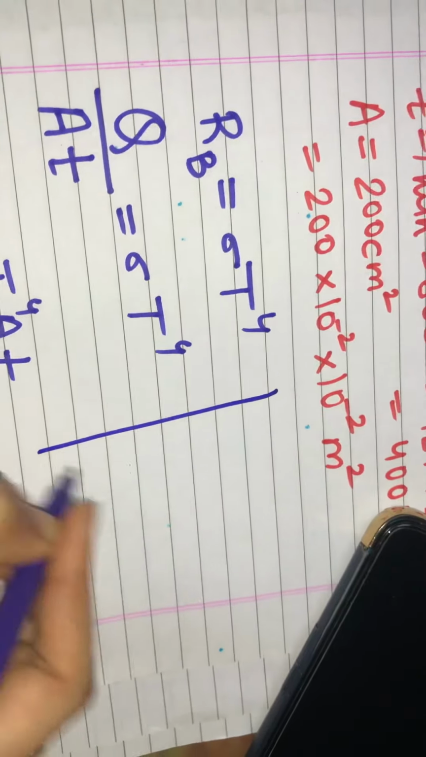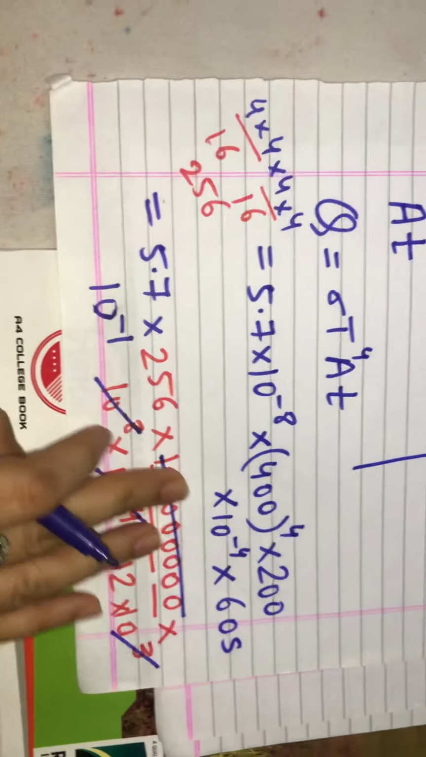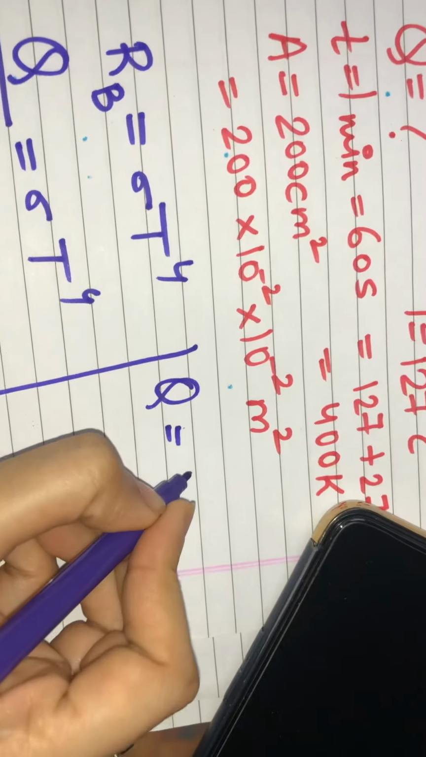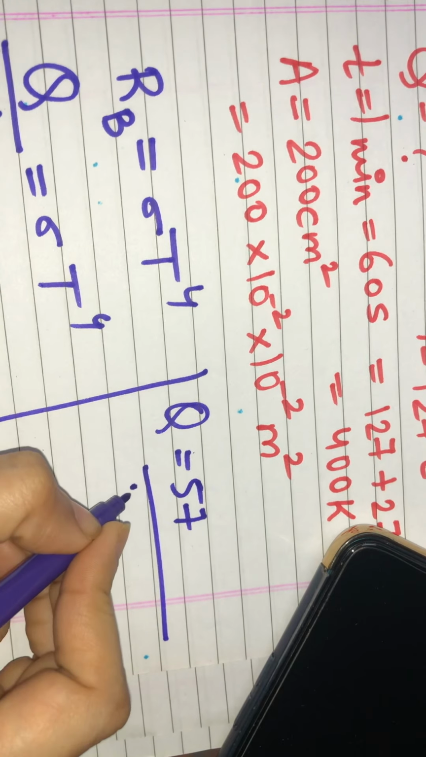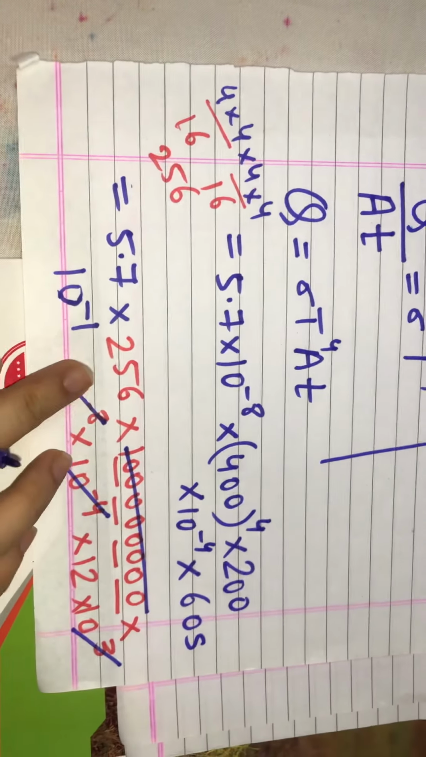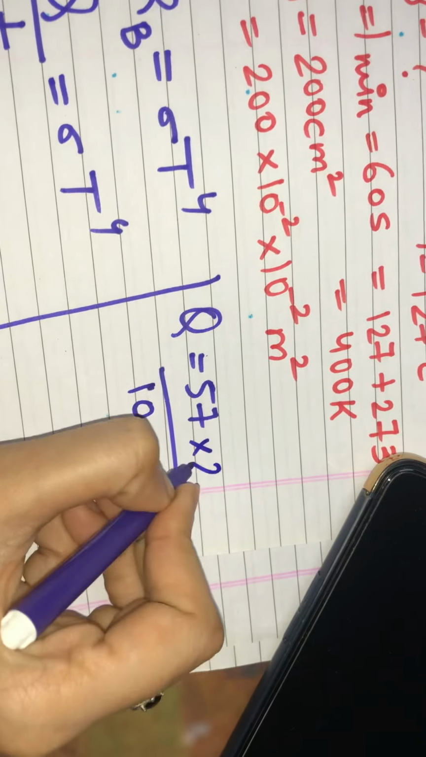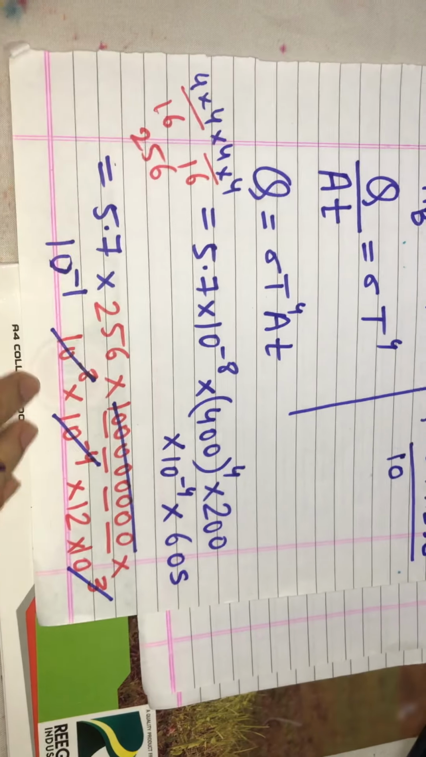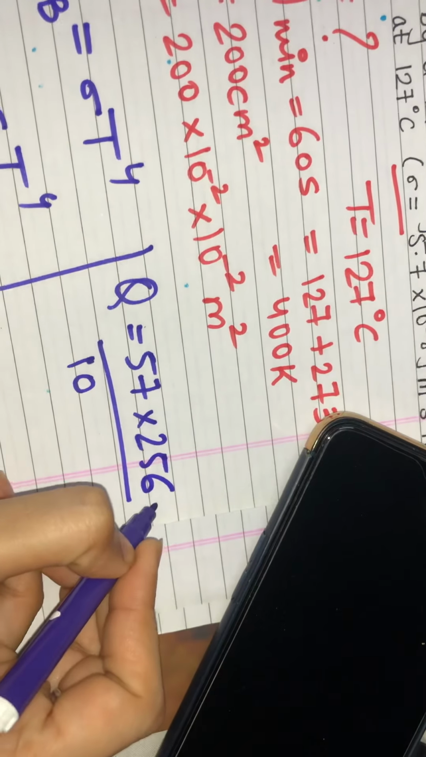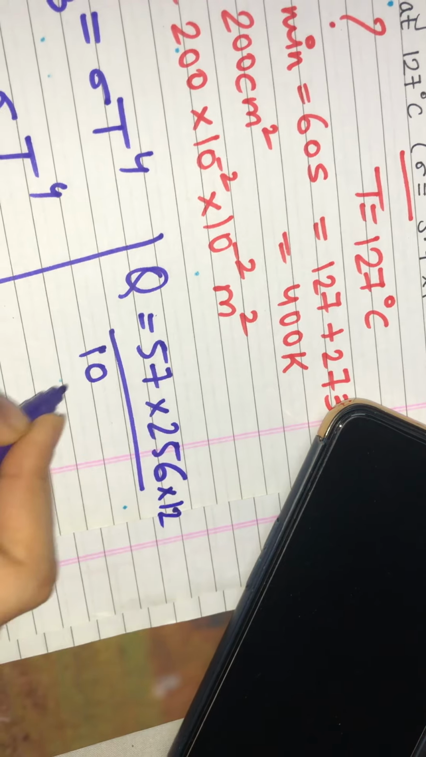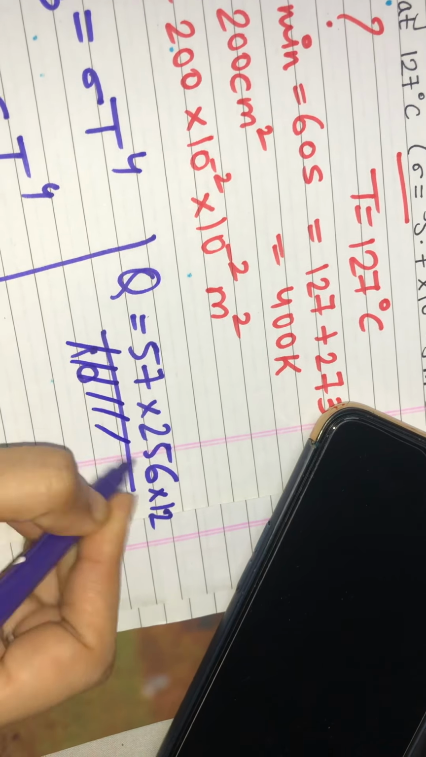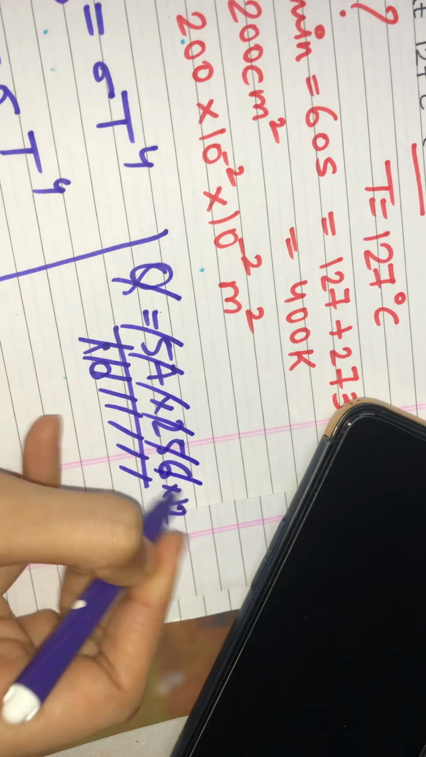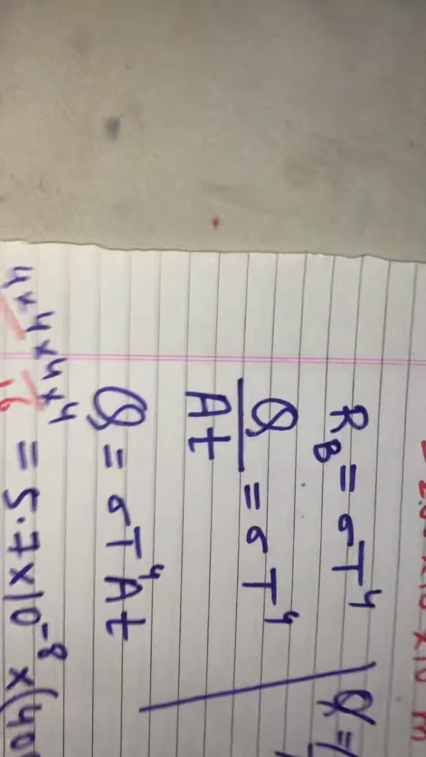So I'll write it over here, Q is equal to 5.7. If I want to make this 5.7 as 57, I'll have to write a 10 in the denominator. Then 256, then 12. This is going a bit confusing. I'll use another page so that things become clear.